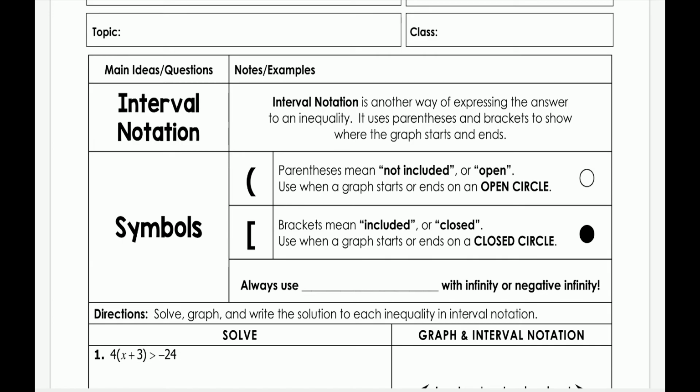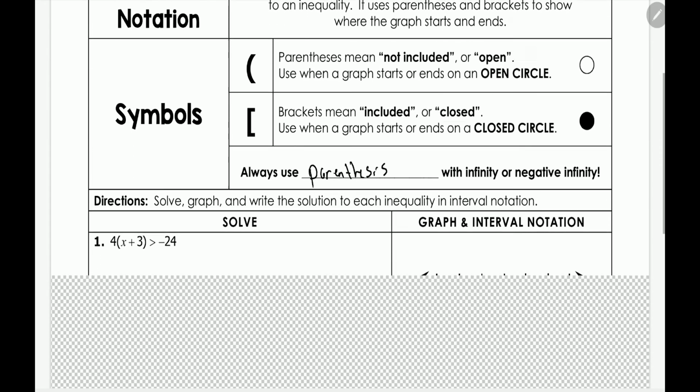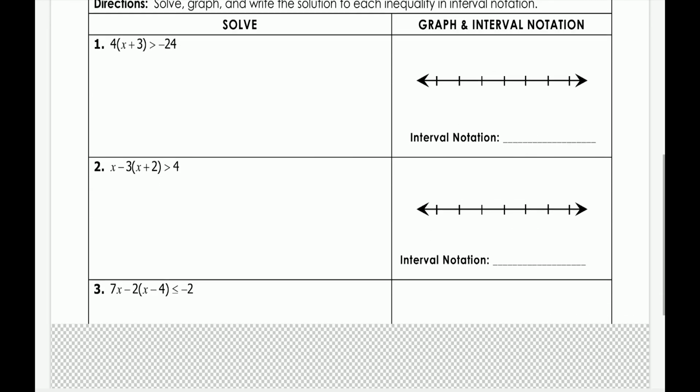So we have two different options. We have parentheses and brackets. Parentheses mean that it's not included, or open. So we usually use it whenever a graph starts or ends with an open circle. Okay? And then a bracket means that we're including it and it's closed off. We use this whenever we have a closed circle. And remember that we always use parentheses for infinity or negative infinity. Okay?